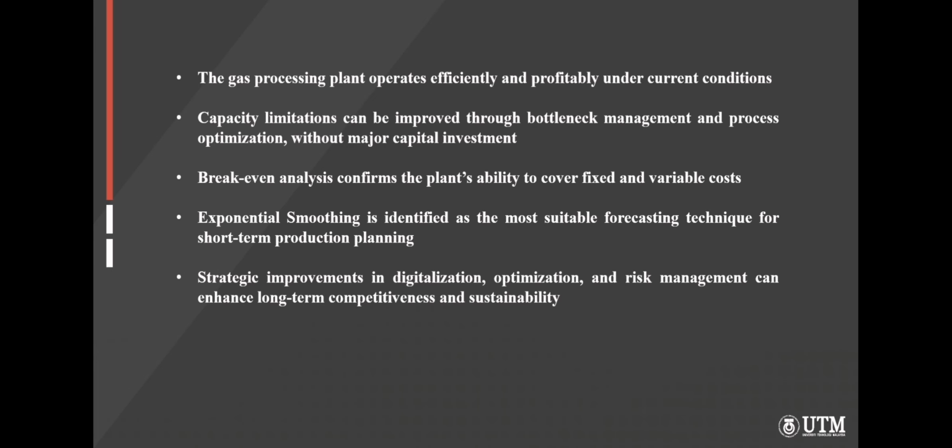In conclusion, the gas processing plant overall operates pretty efficiently and profitably under current conditions. Capacity limitations can be improved through bottleneck management and process optimization, with no need for major capital investment. The break-even analysis also confirms the plant's ability to cover fixed and variable costs, and exponential smoothing is identified as the most suitable forecasting technique. We suggest that strategic improvements and investment in digitalization, optimization, and risk management can further enhance long-term competitiveness and sustainability.